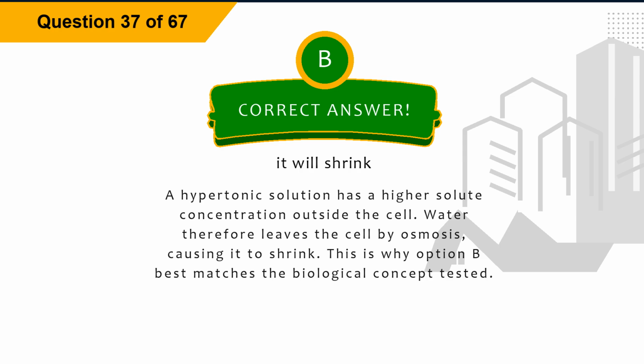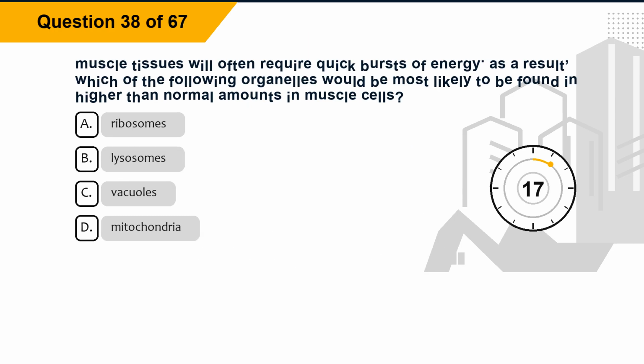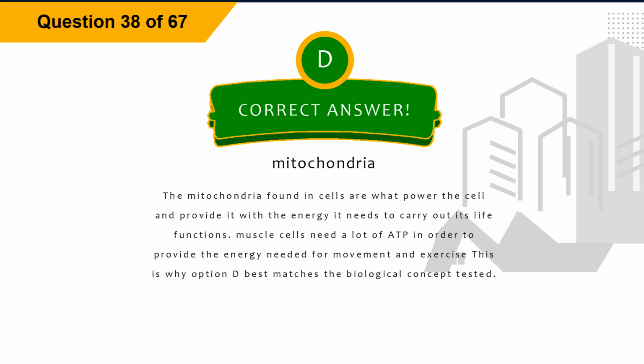This is why option B best matches the biological concept tested. Question 38. Muscle tissues will often require quick bursts of energy. As a result, which of the following organelles would be most likely to be found in higher than normal amounts in muscle cells? Option A, ribosomes. Option B, lysosomes. Option C, vacuoles. Option D, mitochondria. The correct answer is option D, mitochondria.